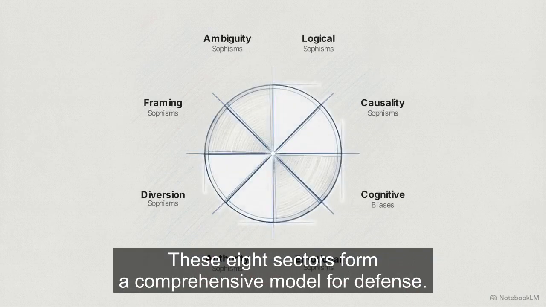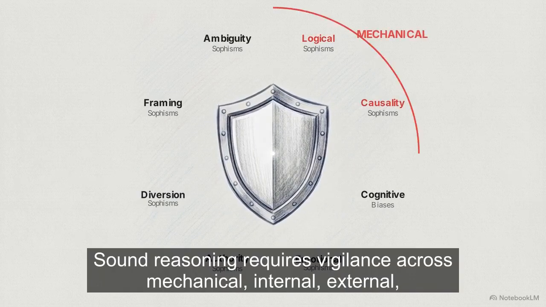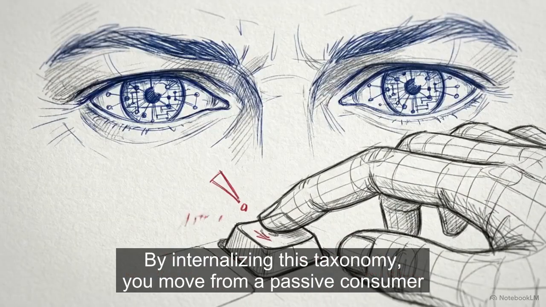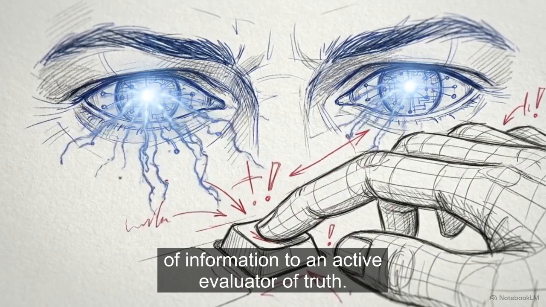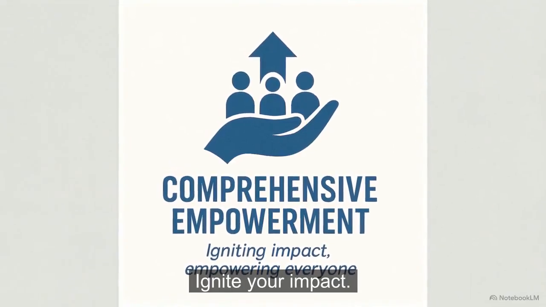These 8 sectors form a comprehensive model for defense. Sound reasoning requires vigilance across mechanical, internal, external, and contextual fronts. By internalizing this taxonomy, you move from a passive consumer of information to an active evaluator of truth. Empower your mind, ignite your impact.